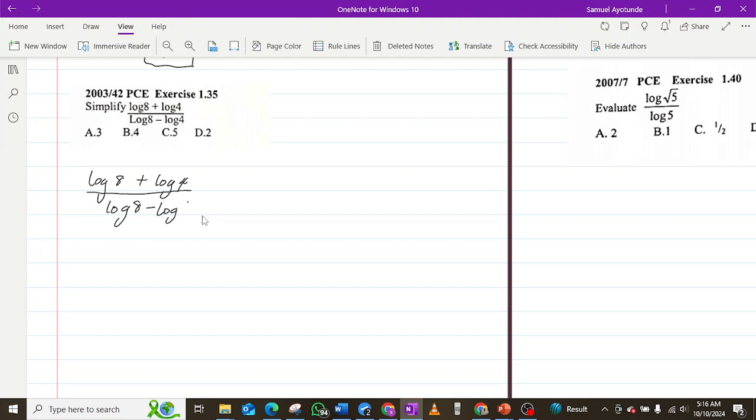So we use the first law, as we can see. The first law can simplify the numerator, while the second law can simplify the denominator. The first law says that if we have two logs with the same base being added, they can be multiplied. So we have log 4 times 8, and for the denominator we have log 8 divided by 4.